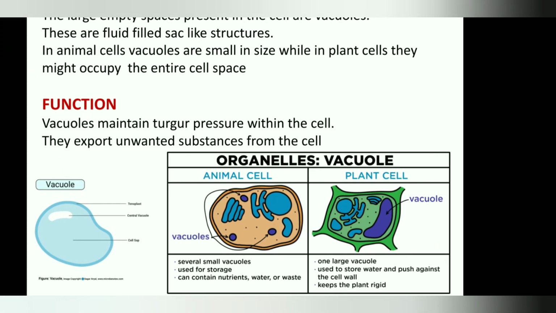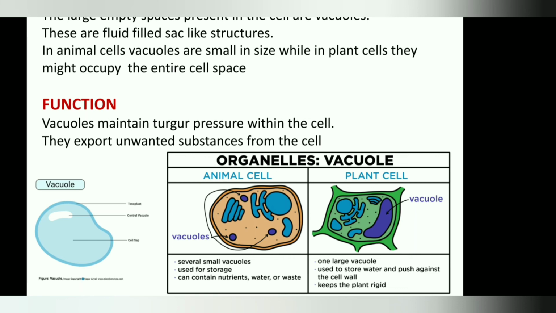Now what is the function of vacuoles? The vacuoles maintain turgor pressure within the cell. That means they give rigidity. They make the plant cell rigid. They export the unwanted substances from the cell.